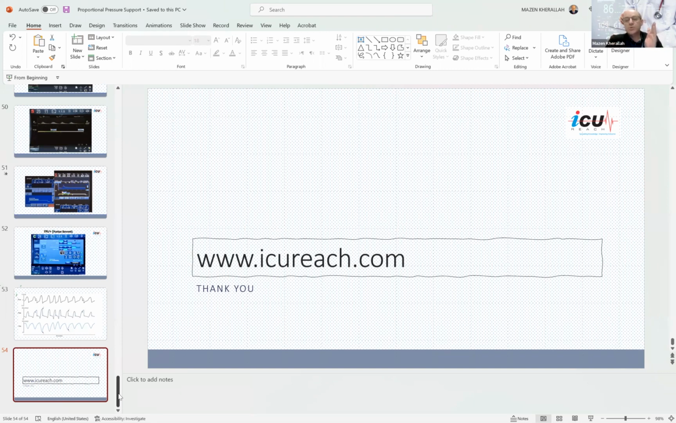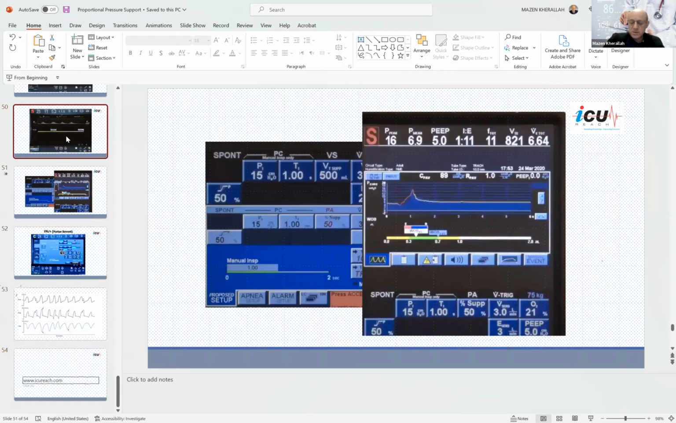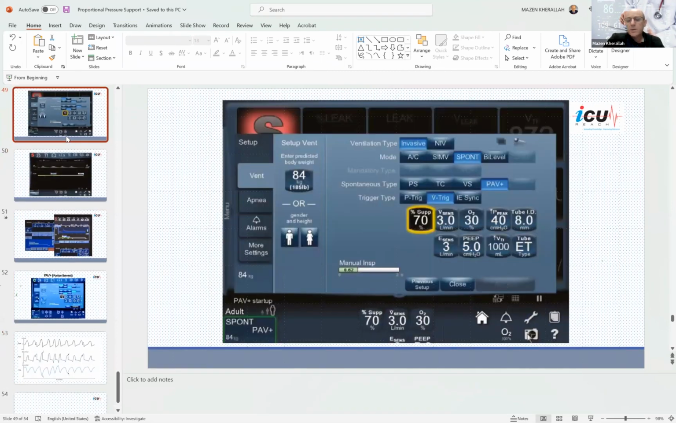Pressure support is triggered by the patient based on the pressure or the flow. By the way, in the Bennett, you can decide whether you want the pressure or the flow. I think, let me just see if I see it here. Maybe yes, maybe no, I don't see it. But yes, you can decide whether you want the pressure or the flow to trigger. Very similar to pressure support.